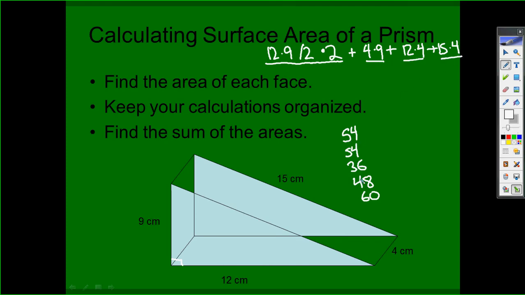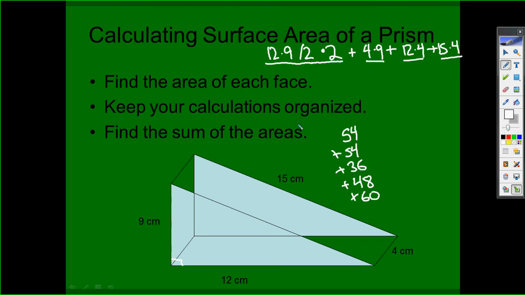Or if I look at it with the calculations actually done, piece by piece, I just add all these pieces together. I prefer to do it as one long equation, just because it saves me time going back and forth. But I certainly see value in finding the area of each individual face and then adding them together.